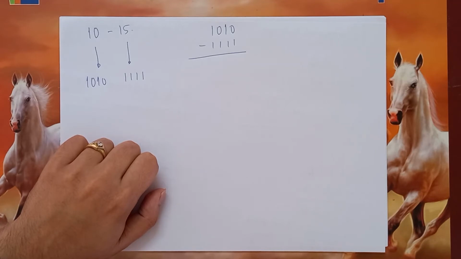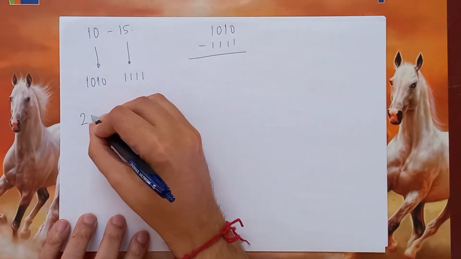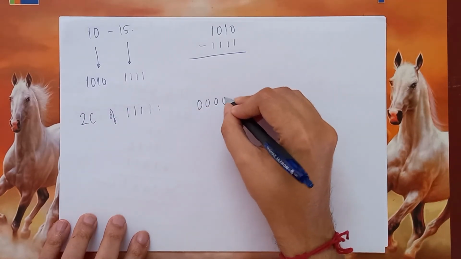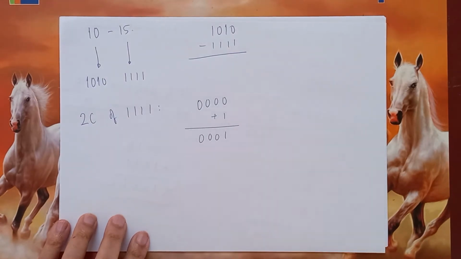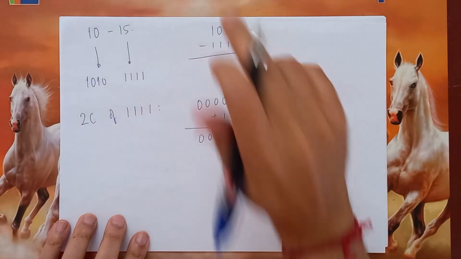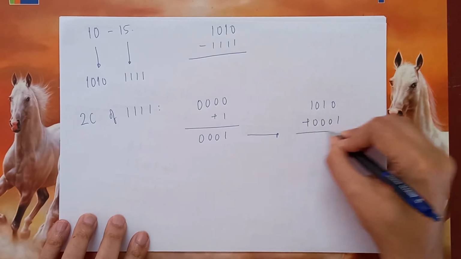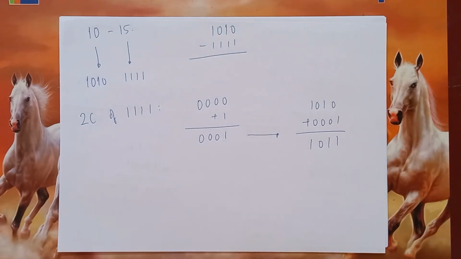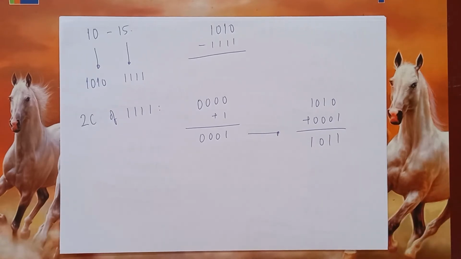let us try to do this with a 2's complement technique. So therefore, 2's complement of 1111. How do you calculate it? The 1's complement of 1111 is 0000. And then I have to add a 1, which is 0001. Now what I will do, I will add it to the first number. So 1010 plus 0001. The answer is 1101. Now notice something very interesting. That additional bit to be ignored is not there.